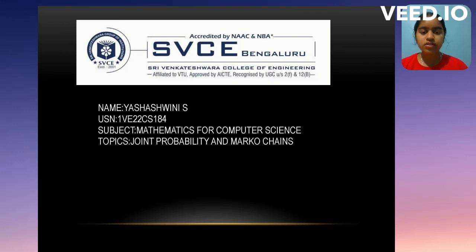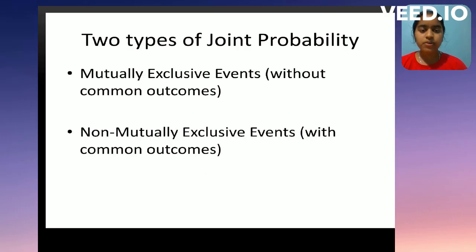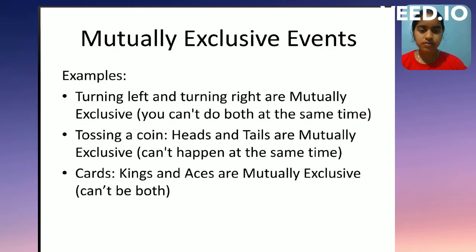In this video, I am going to discuss joint probability and Markov chains. Joint probability is the likelihood of more than one event occurring at the same time. There are two types of joint probability: mutually exclusive events, without common outcomes, and non-mutually exclusive events, with common outcomes.